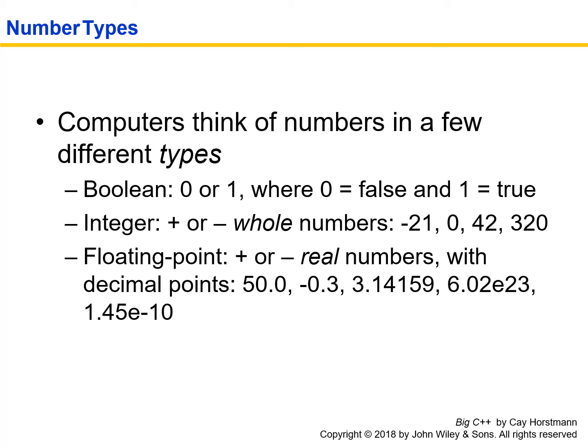Notice that negative 0.3 and 3.14159 are sort of conventional floating point numbers, but 6.02E23, Avogadro's number, is also a floating point number because in this case, not only is there something past the decimal place, but the decimal place is actually floating because it's multiplied by a power of 10. That's read as 6.02 times 10 to the 23rd. And the last one here is read as 1.45 times 10 to the negative 10, so that's a very, very small number.